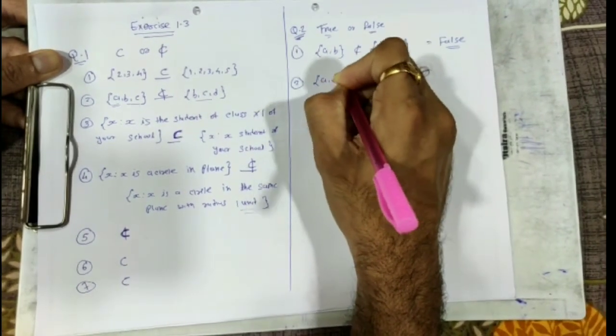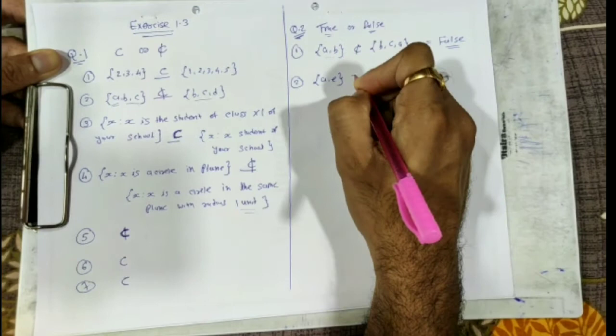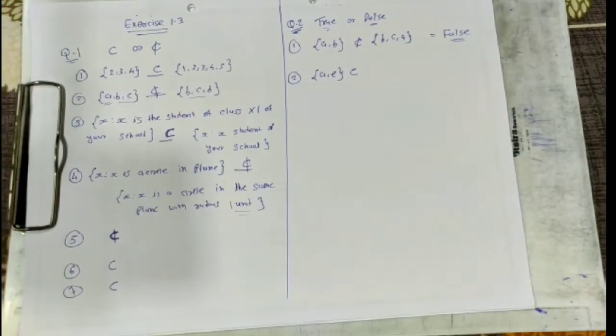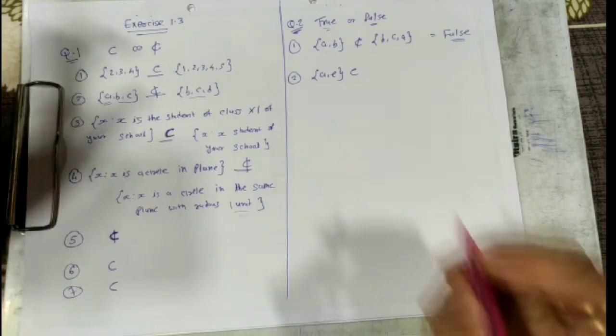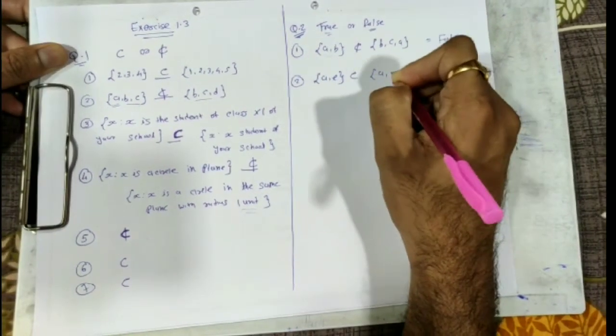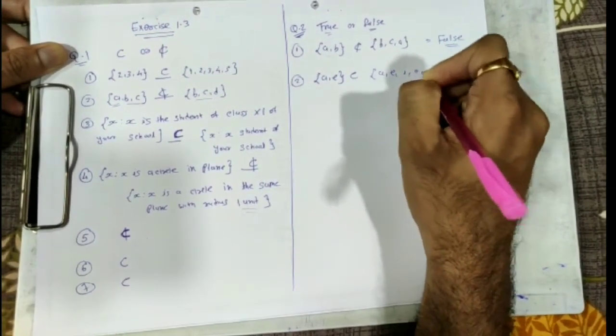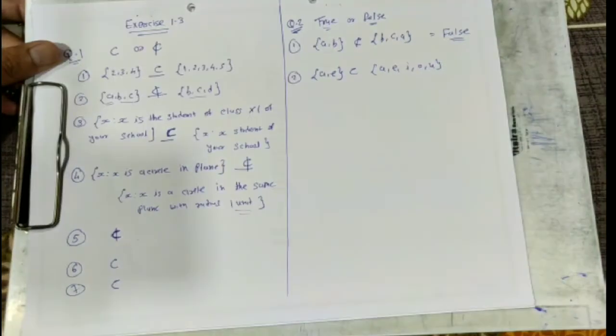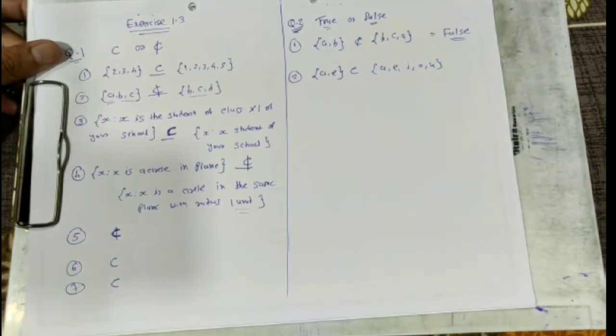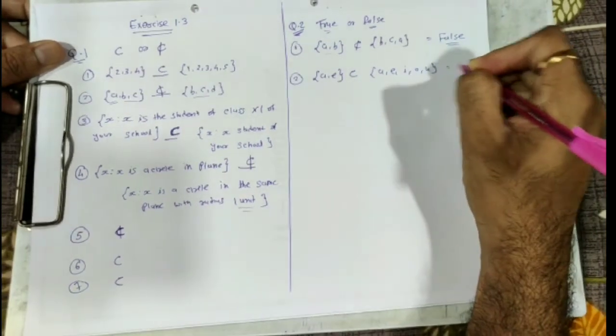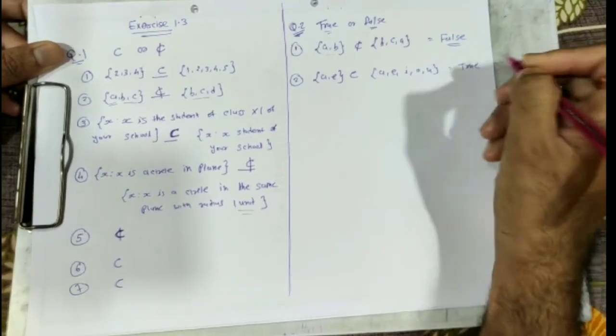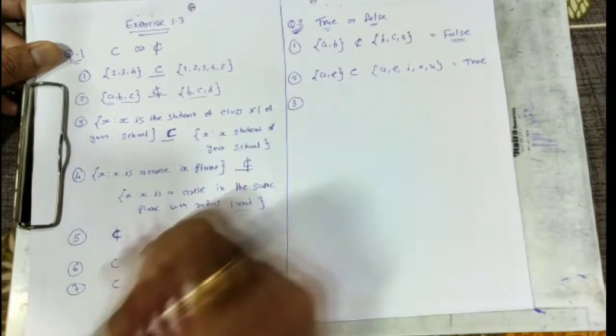Set AE is a subset of X, where X is a vowel in English alphabets. So vowels in English alphabets are A, E, I, O, U. So AE is a subset of given sets. So given statement is true. This one is true. Third one.